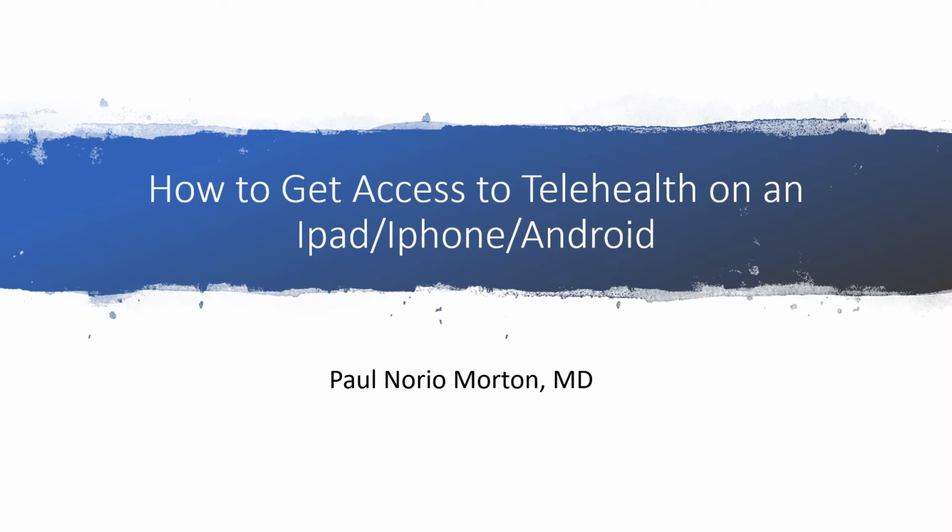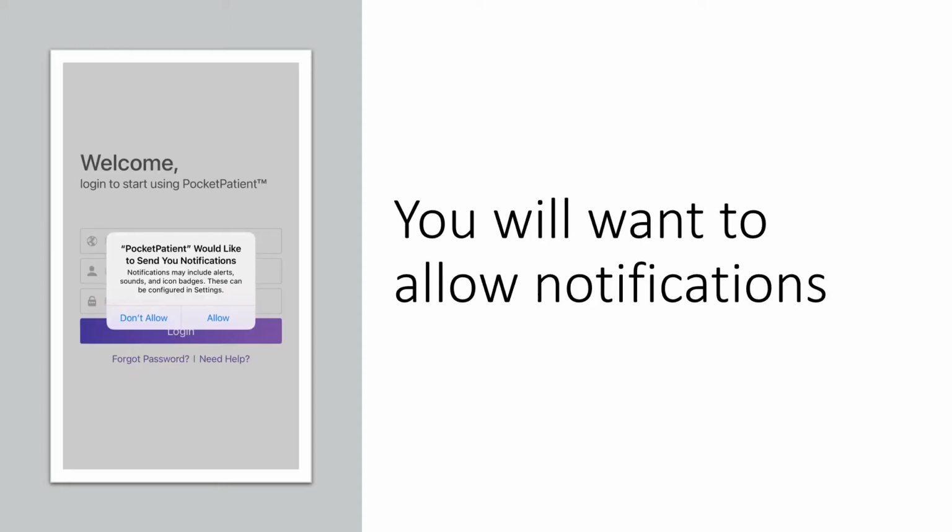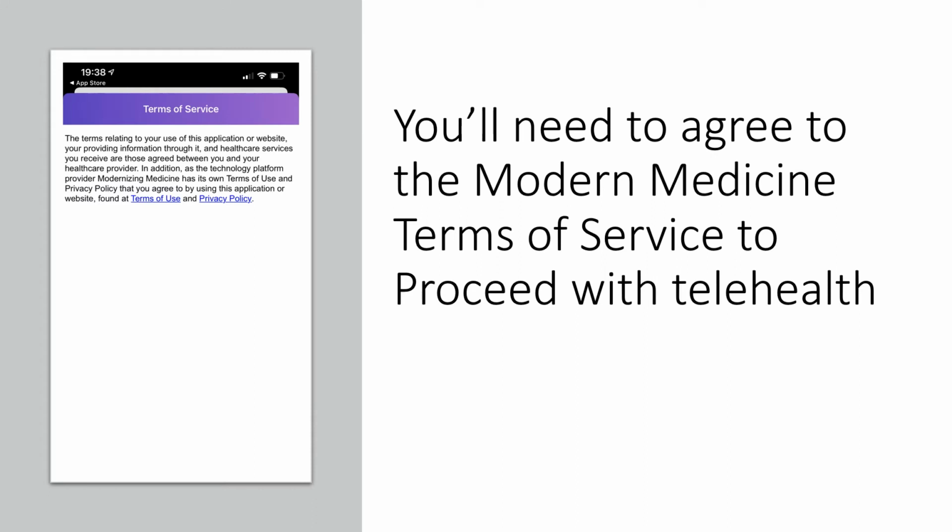In this video, I'm going to talk to you about getting onto the Modernizing Medicine telehealth platform. So the first thing you're going to do is download the PocketPatient app. Once you do that, you're going to want to open the app and allow for notifications. Once you log into the app, you're going to need to agree to Modernizing Medicine's terms of service.